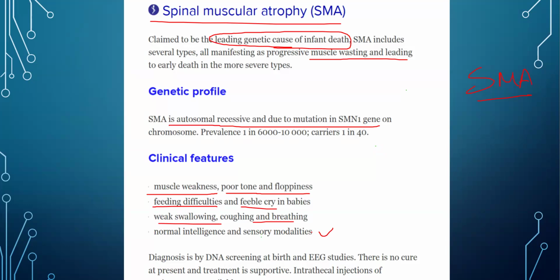One of the important things is that in these children, every muscle will be affected except the facial muscles. So sometimes in the exam, they give a clue that you have a child who is having feeding difficulty, very floppy in nature, but the child smiles when you look at the child. Smiling needs facial muscle, right? So if there is a smile, which means facial muscle is working, it could be a case of SMA. Diagnosis is by DNA screening, which means genetic testing. There is no treatment available.